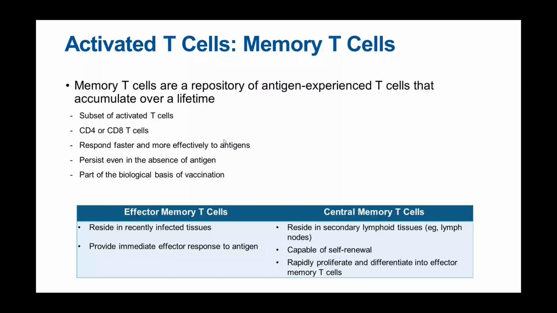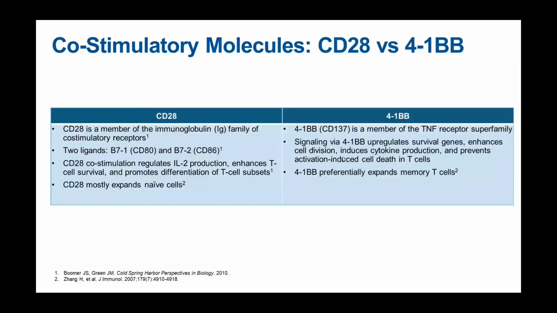So whilst both memory and naive T cells will rely upon the signal from the T cell receptor, they will utilize different signals to expand as their co-stimulatory or second signal. I've already mentioned CD28 as being a very important signal for naive T cells, where it will promote cell survival and promote differentiation and activation. But another type of molecule called 4-1BB can do the same, particularly for memory T cells.